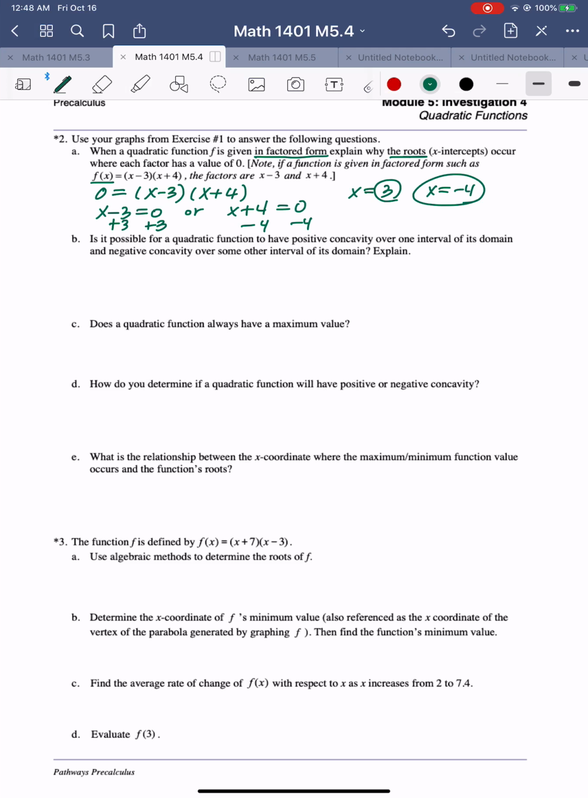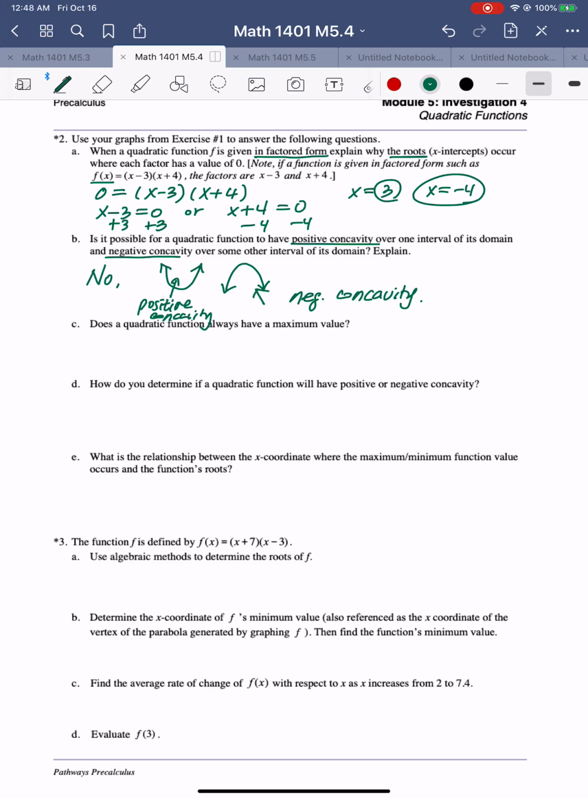B. Is it possible for the quadratic function to have a positive concavity over one interval of the domain and negative concavity over some other interval of the domain? I want to say no, because the quadratic function is always a parabola, which is going up or going down. Going up is what we call positive concavity, and the second one is negative concavity. So the parabola only has either positive concavity or negative concavity, not both. So it's not possible. If you have both positive and negative concavity, that's not going to be a quadratic function.